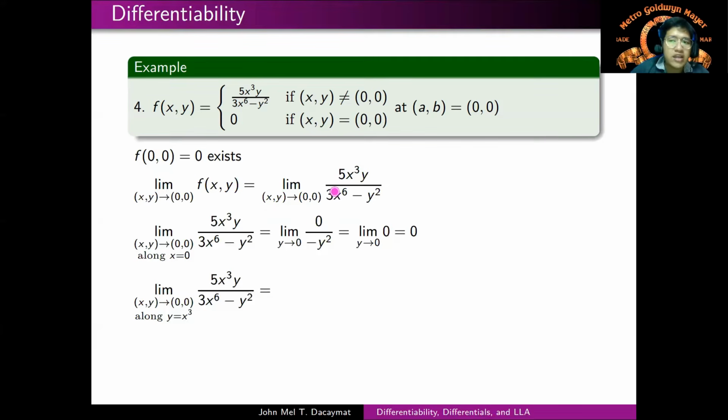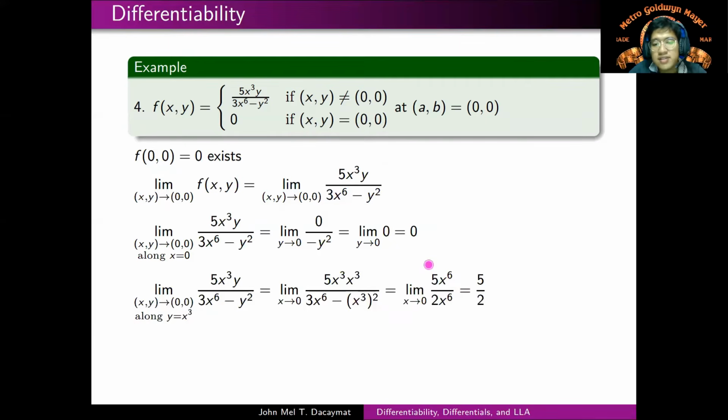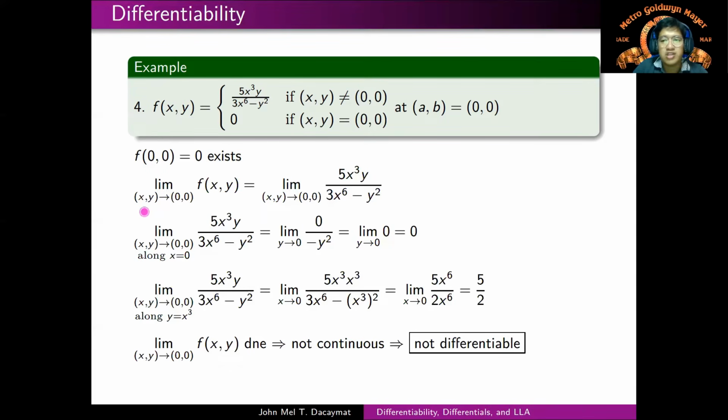If I do y equals x cubed here, replacing all y's with x cubed, the top becomes 5x cubed, the bottom becomes 3x to the 6 minus x cubed squared, which gives me 5x to the 6 on top, and on the bottom 3x to the 6 minus x to the 6, that's 2x to the 6. I can cancel x to the 6 and I will be left with the constant 5/2 as my limit. So the limit differs along the two different curves. Therefore, this limit does not exist. So it is not continuous and not differentiable. And we are done.